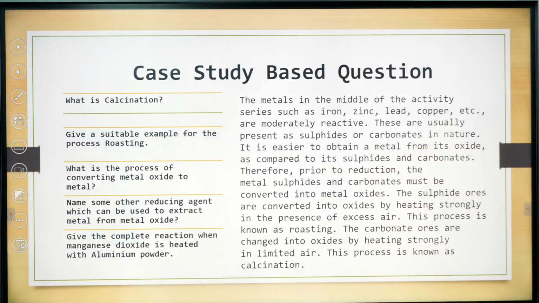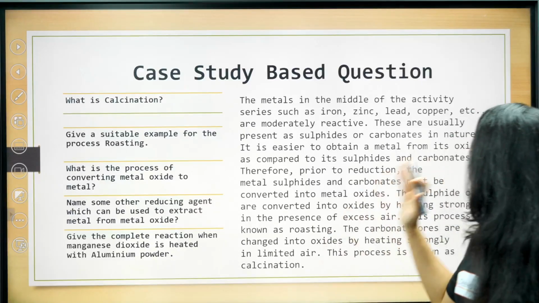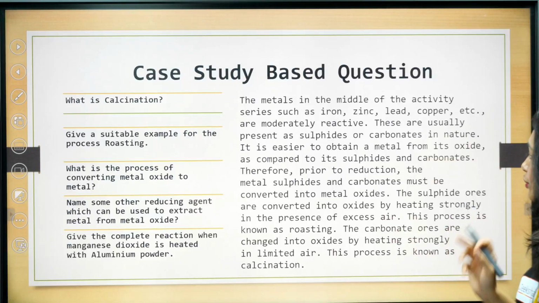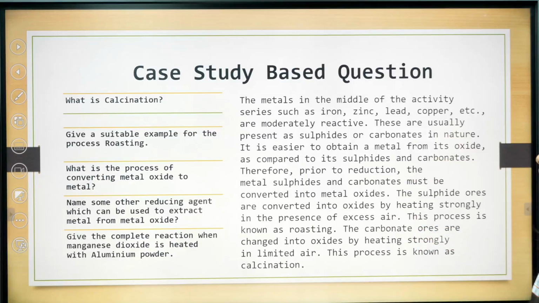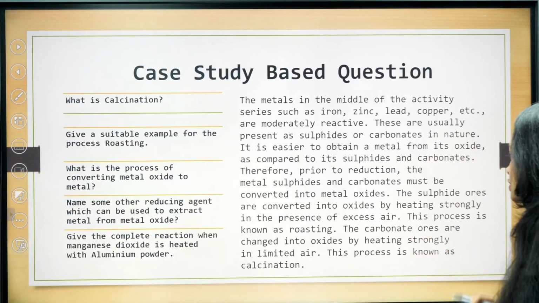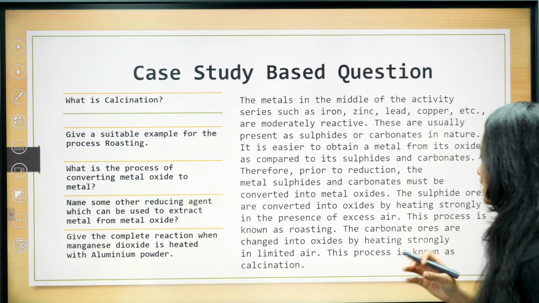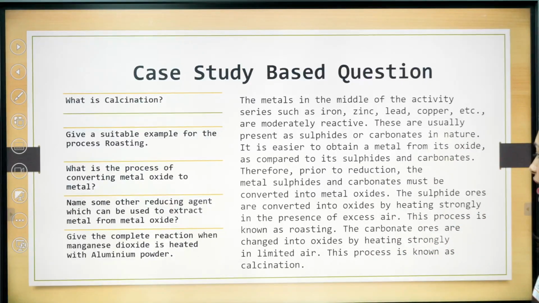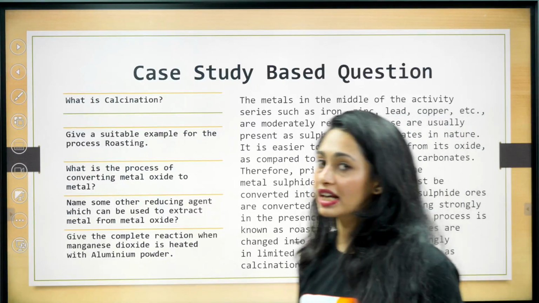Here, the metals in the middle of the activity series such as iron, zinc, lead, copper, etc. are moderately reactive. These are usually present as sulfides or carbonates in nature. It is easier to obtain a metal from its oxide as compared to its sulfide and carbonate. Therefore, prior to reduction, the metal sulfides and carbonates must be converted into metal oxides. The sulfide ores are converted into oxides by heating strongly in the presence of excess air. This process is known as roasting. The carbonate ores are changed into oxides by heating strongly in limited air. This process is known as calcination.